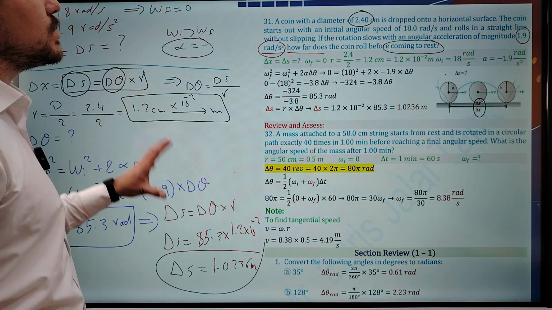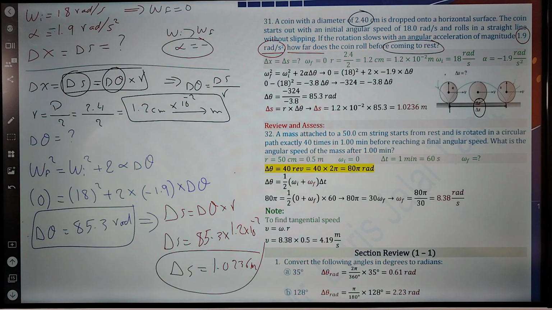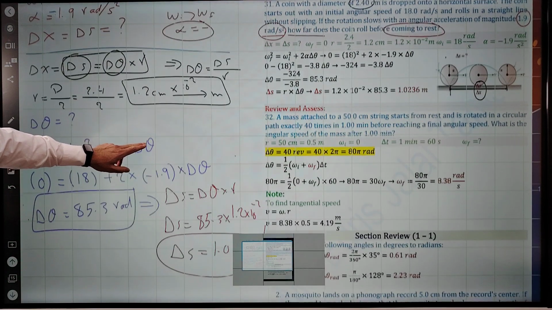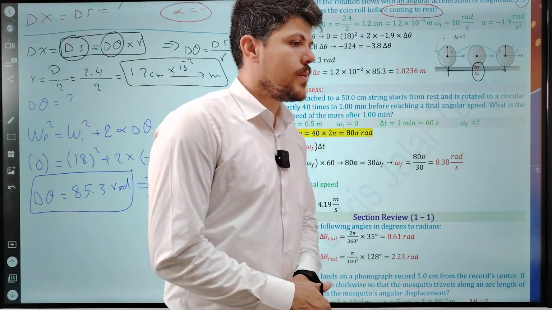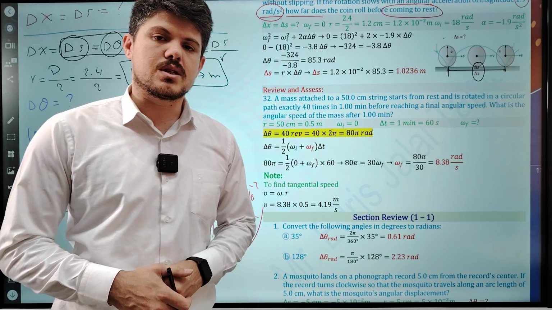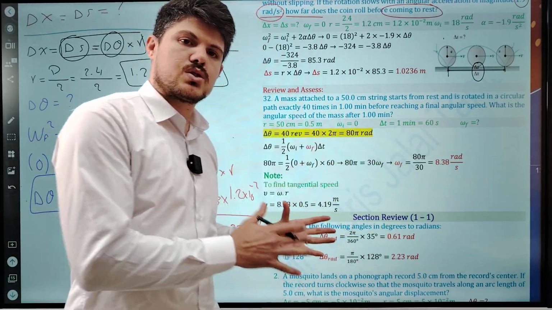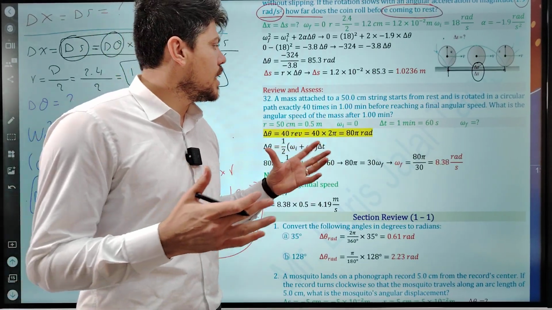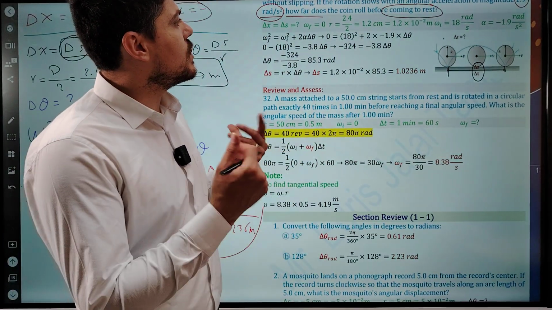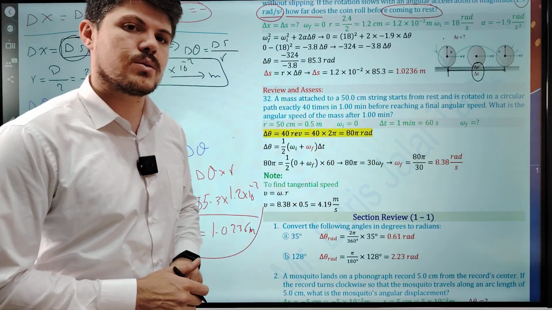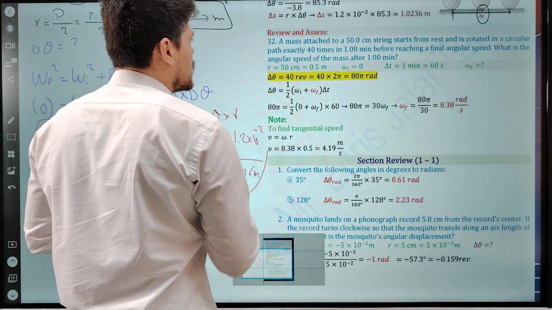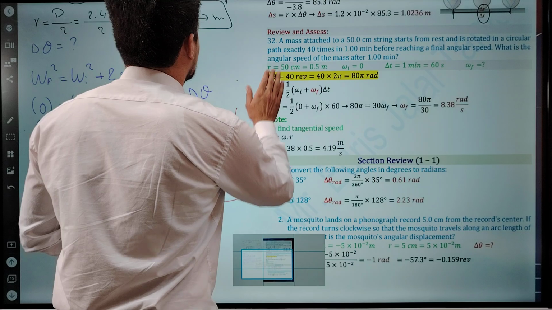Okay, so this is question 3, and it is a very good question. Please be careful. The last questions are in the chapter review. As I told you, I'm going to solve all the questions in the chapter review which are related to this topic. I solved most of the questions related to the kinematic equations at constant angular acceleration. The last question, question 32.